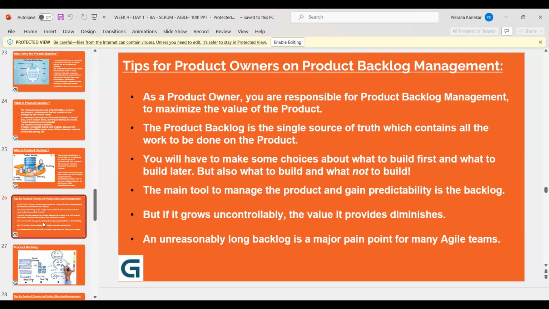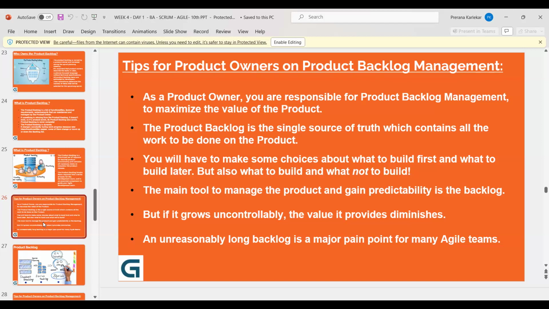The product backlog is a single source of truth which contains all the work to be done on the product. Thank you, Olu. And the third one, anyone? You will have to make some choices about what to build first and what to build later, but also what to build and what not to build. Thank you, Ritika, for reading this out.